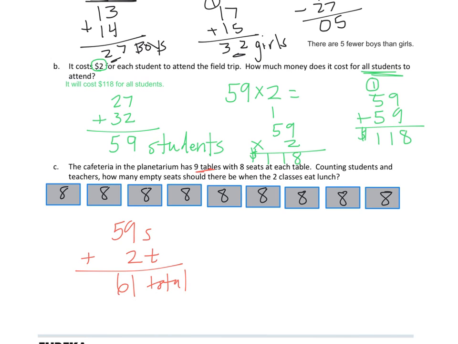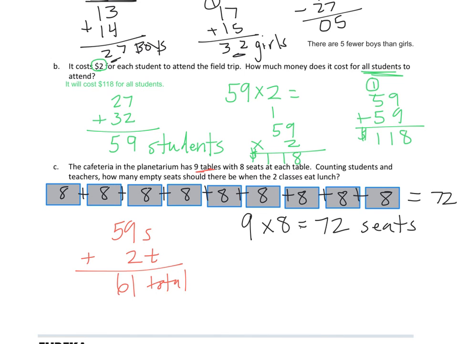So I want to figure out the total number of seats. And what I can do now is I know I have 9 tables, and there's 8 seats. So I can do 9 times 8. And that'll get me my answer of 72 seats. And again, if I don't know how to do that, I can also do 8 plus 8 plus 8 plus 8 plus 8 plus 8 plus 8 plus 8. And that's going to get me 72 as well.